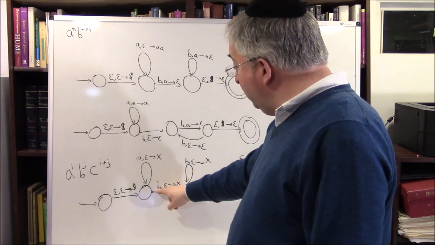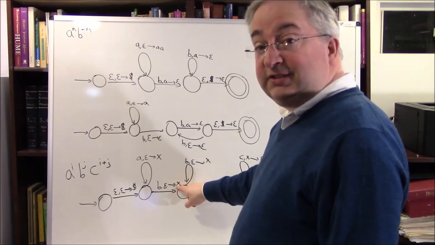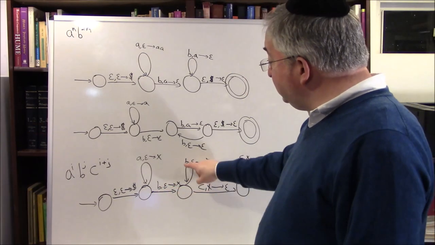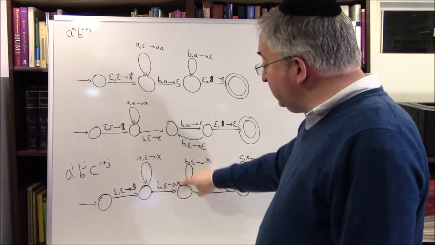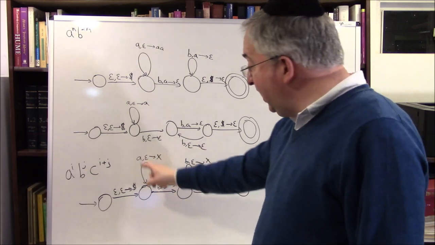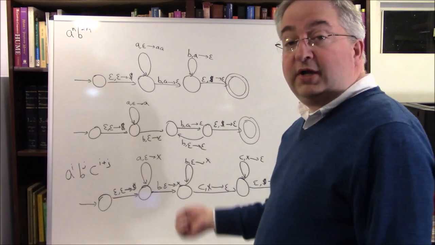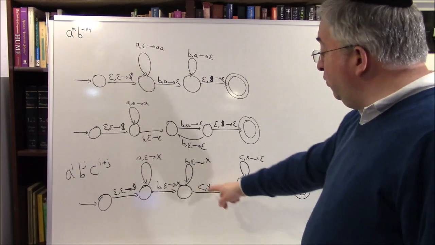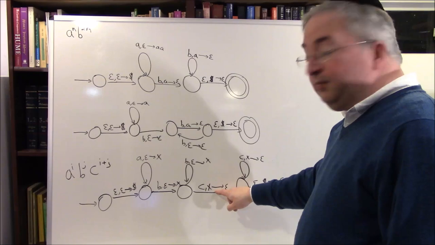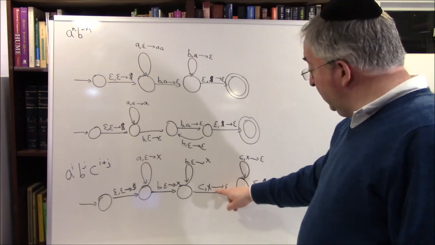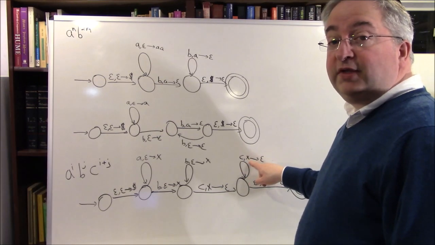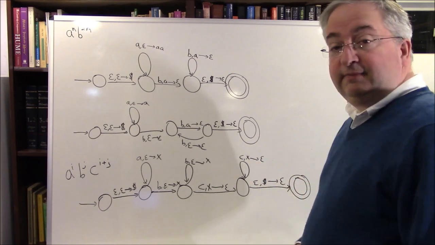Great. Then, when I see a B, I should put an X. Good. Next, when I see another B, I should put an X. Keep on putting the X's. Every time I see an A or a B, put an X. Great. Then, when I see a C, start popping off the X's. This finishes off popping off the X's, and we're done.